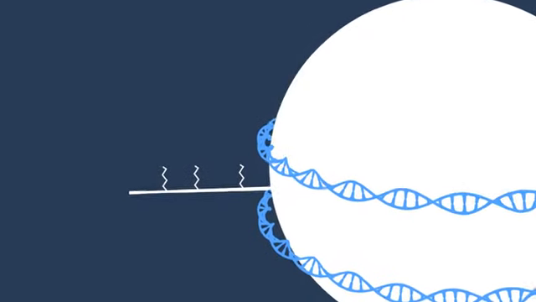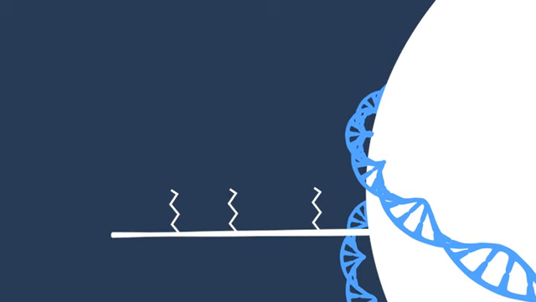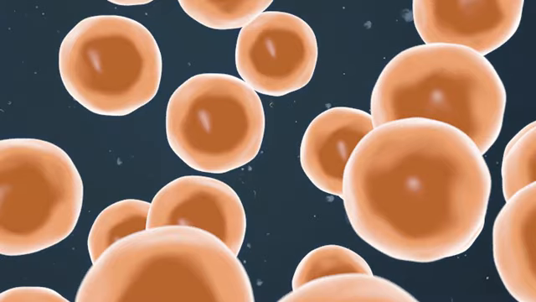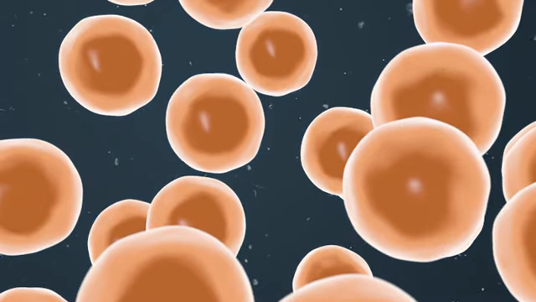The main thing to remember is that specific marks on the histone tails play a role in turning a gene on or off. On means that RNA is produced. Off means that no RNA is made. These marks help hold tissue identity and can be maintained through cell division.